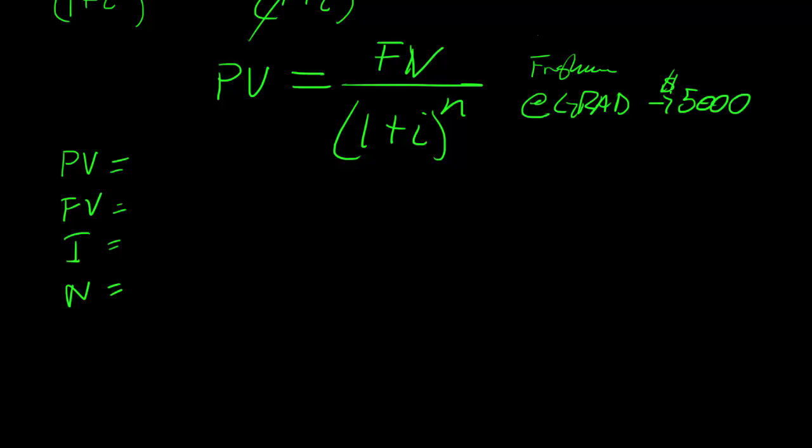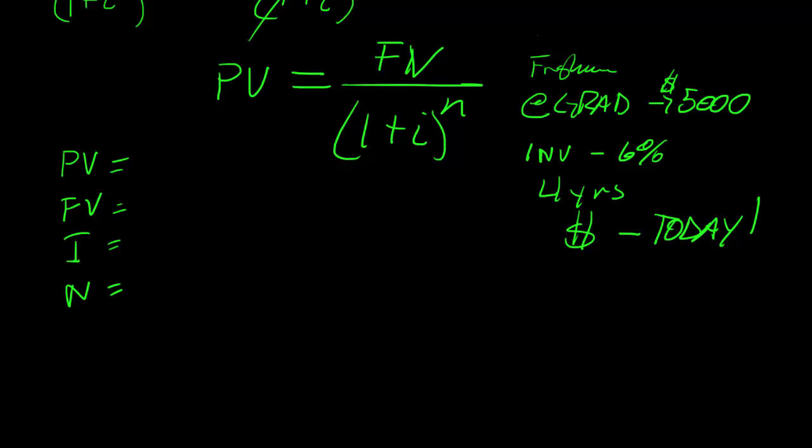$5,000. Now you're trying to save some money, and you find an investment that is going to give you 6% interest per year. Ostensibly you're going to graduate on time, in 4 years. The question is, how much money do you need to invest today in order to have the $5,000 in the future?